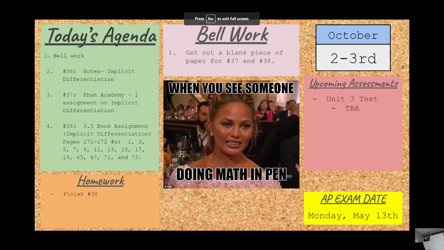Also, you are welcome to use a calculator on this, but I don't think it's going to do much for you. It might help a tiny bit on questions where you need to plug in a point at the end.